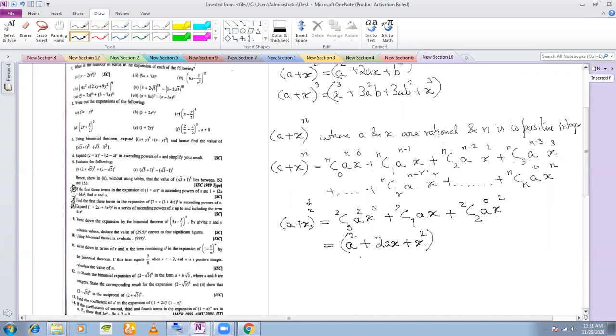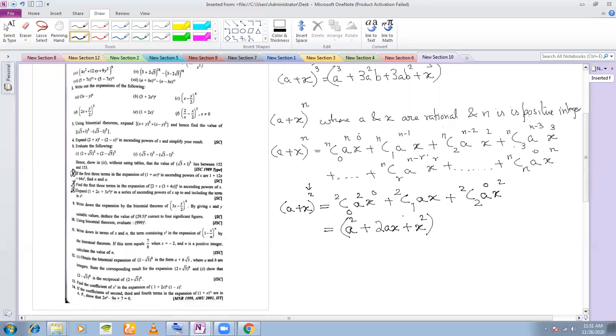So now see whether we are getting this (a plus b) whole square formula. Yes, we are getting it by binomial theorem. The important observation here is that when the power is 2, how many terms are we getting? We are getting 3 terms. So when the power of the binomial is equal to 2, the number of terms is equal to 3, or you can write this as 2 plus 1.